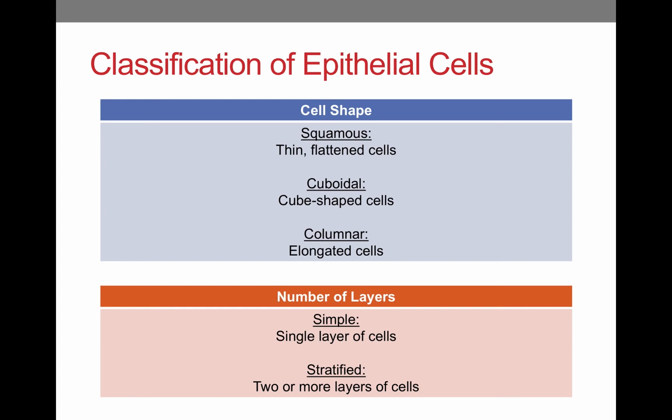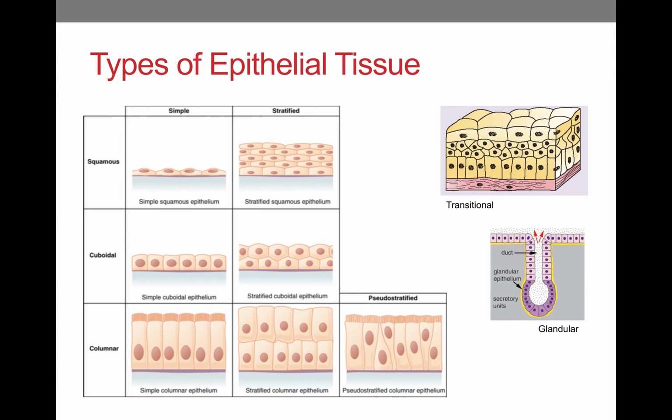Additionally, epithelial cells can come in different layers within the tissue. If there is a single layer of epithelial cells, this is called simple epithelial tissue. If there are multiple layers, so two or more layers of cells, this is called stratified tissue. So when you look at the types of tissue here, at least for 6 of the 9 types, you can see that a cell shape combines with a number of layers to form the name.